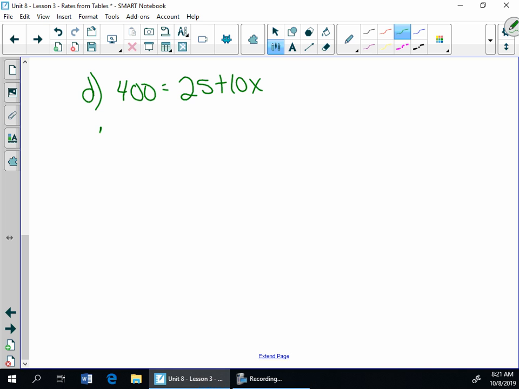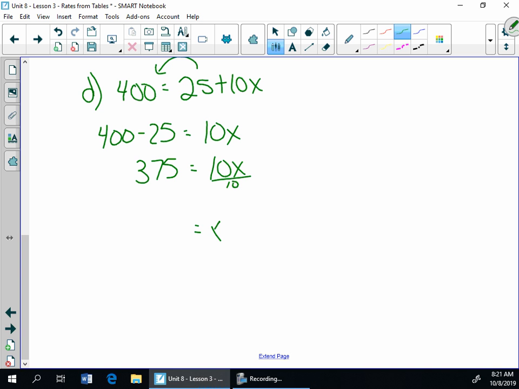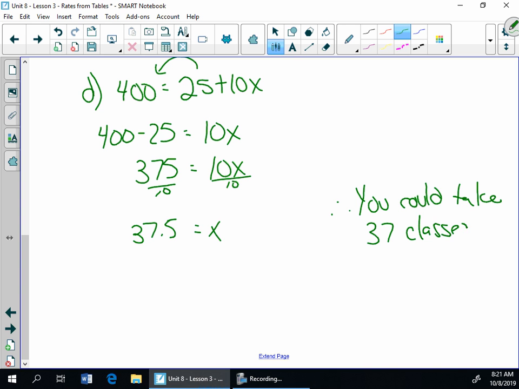Well, how do we solve things? Numbers on one side and letters on the other. Cross equals when I do the opposite. Right, collect your like terms. That gives me 10 x's, but we don't want 10 x's. We want just x. So I get 37.5. Now, I don't think you can take 37.5 classes. Doesn't really make sense. So I have to interpret this. You could take, how do I round this number off? Do I go up to 38 or down to 37? And I would say down to 37 because you can't afford the 38th class.